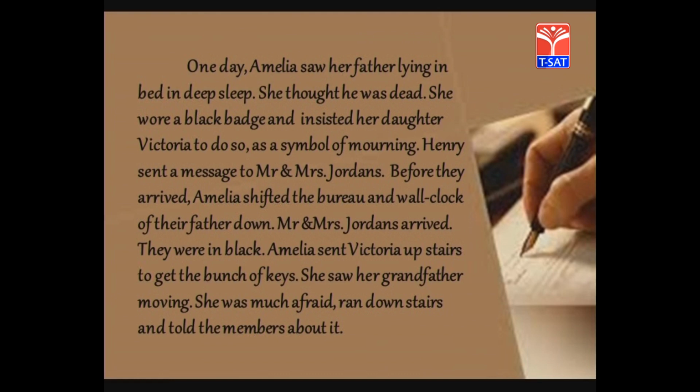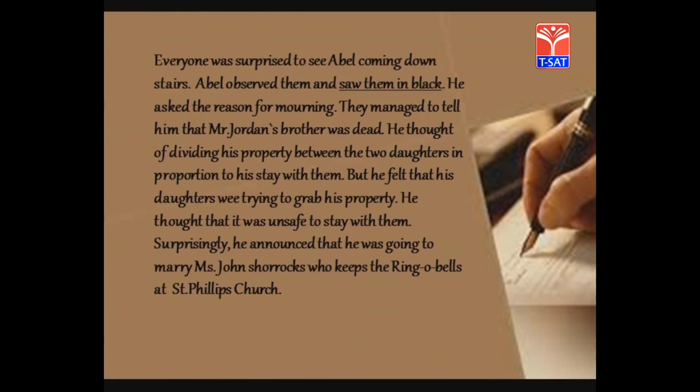Mr. and Mrs. Jordan arrived. They were in black. Amelia sent Victoria upstairs to get the bunch of keys of the bureau. She saw her grandfather moving. She was much afraid, ran downstairs and told the members about it. So, this shows that little girl's innocent attitude. Everyone was surprised to see Abel coming downstairs.